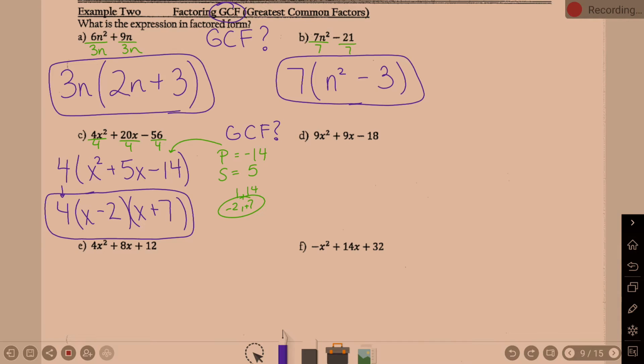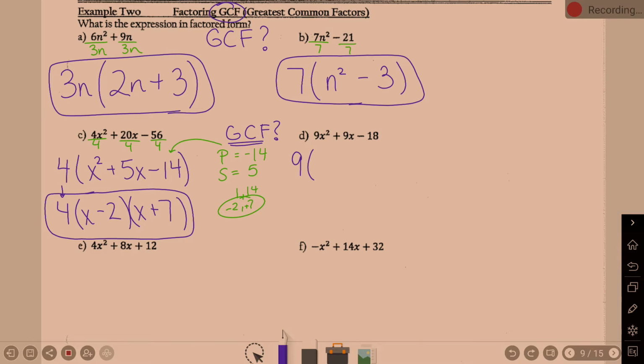Okay, one more. D. What's my first question? Is there a GCF? 9, 9, and 18 all divide by 9. Are there variables in common? No. 18 does not have an x, so I can't say x. So we're going to factor out a 9.